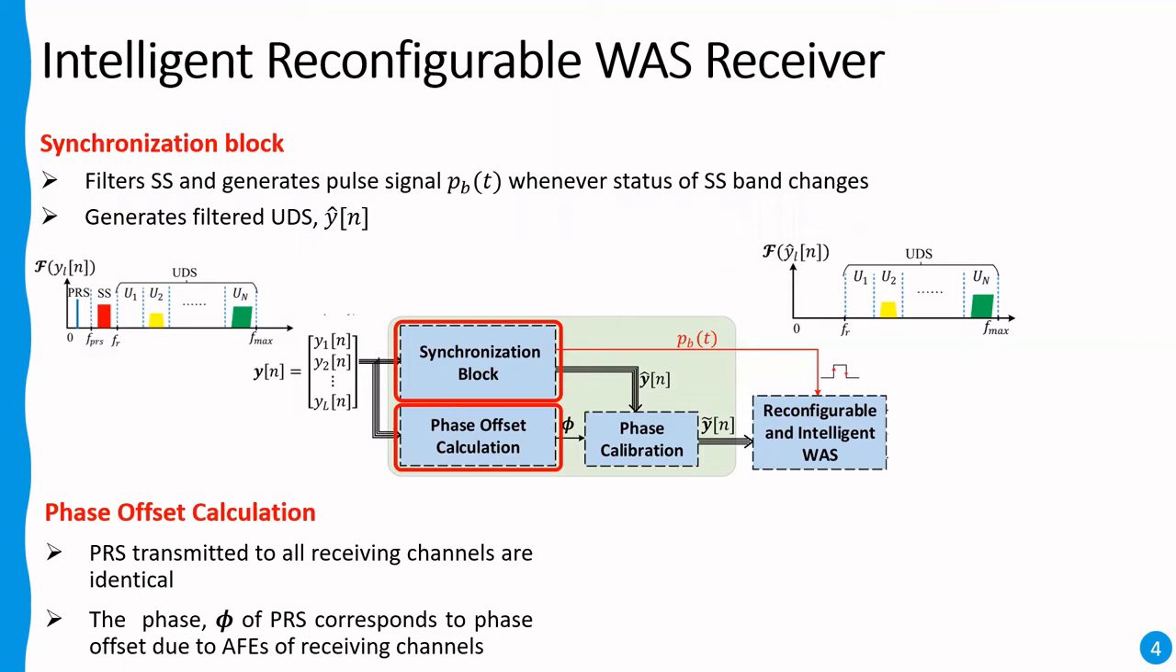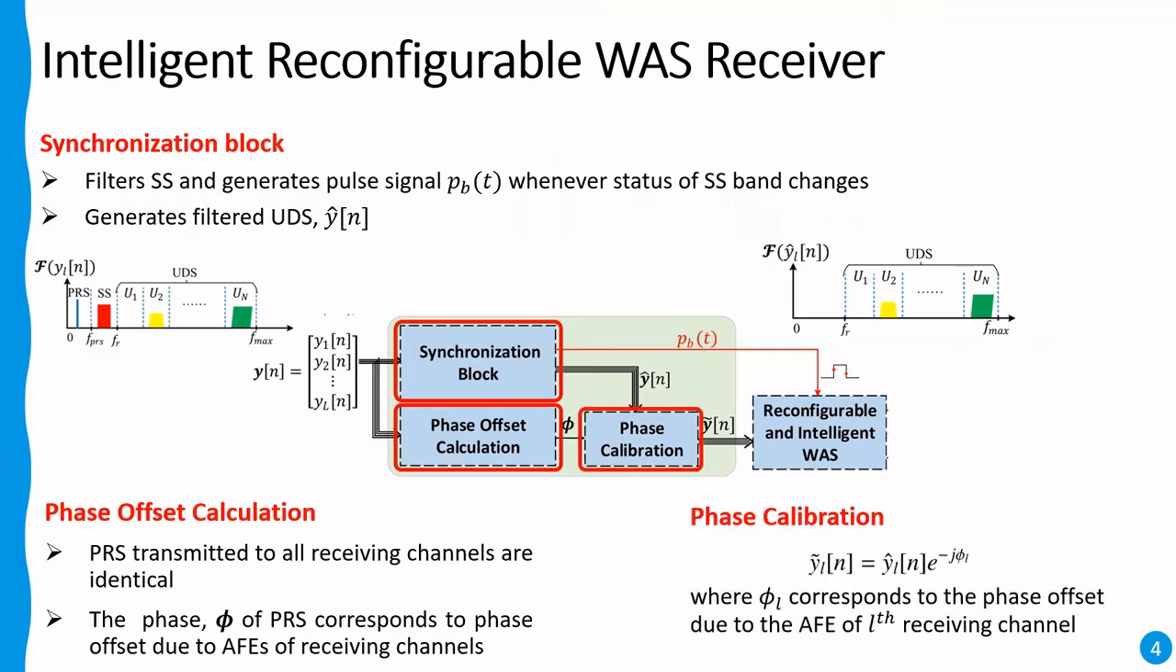receiving channels. Now, this phase offset along with the filtered user data signal, that is Y hat N, are passed to the phase calibration block, where the phase offset from all the L received channels is removed, and its formula is shown here. This phase calibrated user data signal, that is Y tilde N, is sent to the reconfigurable and intelligent wideband angular sensing block. This block is processed whenever the pulse signal PPT changes its status.